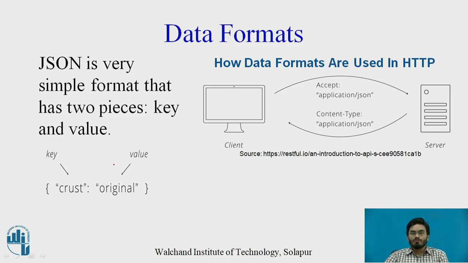Now, before proceeding ahead, let's have a quick example of how a JSON appears. JSON stands for JavaScript Object Notation, which is a very simple notation. It has just two things. The first one being the key, and the second one being the value. For example, if I am talking about the type of pizza I'm trying to order, then the key is going to be crust, which indicates the type of crust I'm ordering, and the value is what kind of crust I'm expecting in my pizza order. So I want an original crust based pizza.